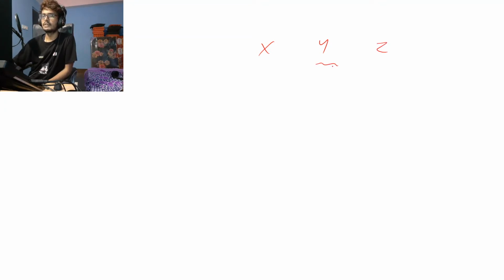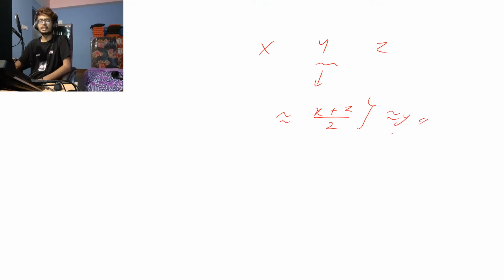So the atomic weight of Y is almost equal to the atomic weight of the extremities, right? X plus Z divided by 2 should be almost equal to Y. So this should be almost equal to Y. Not that important. Just remember the triads thing.